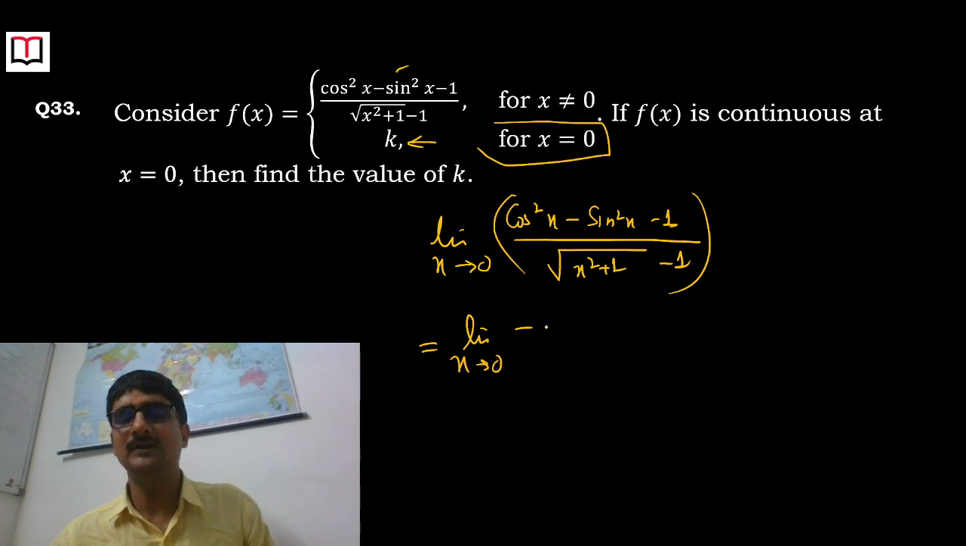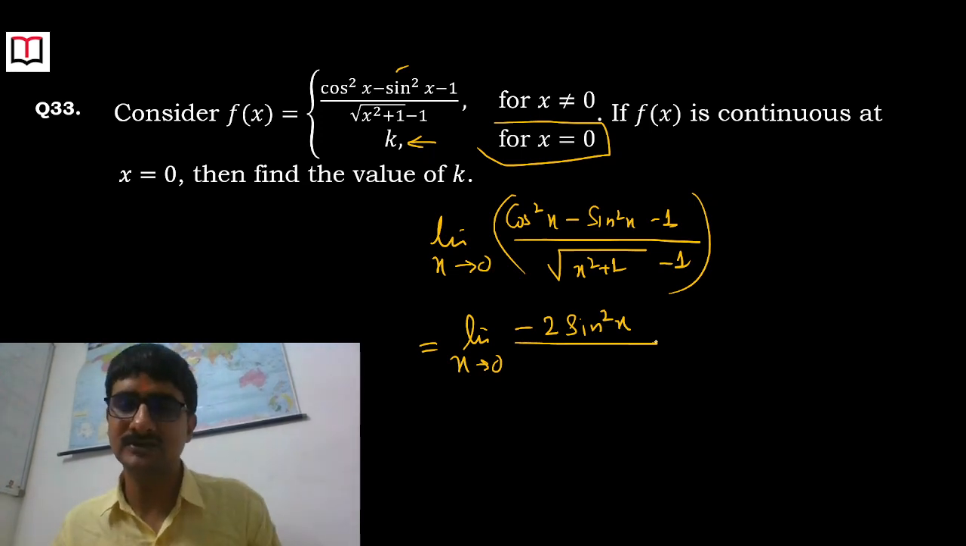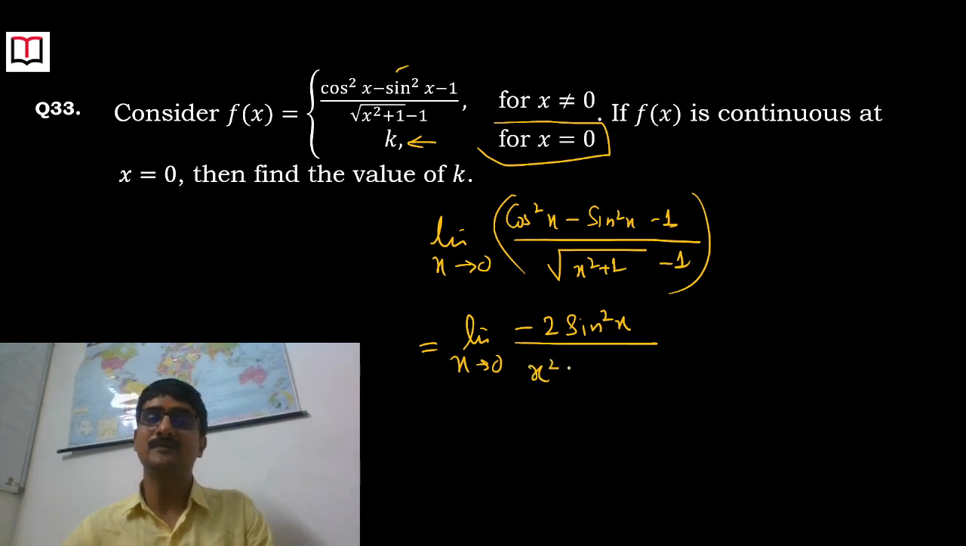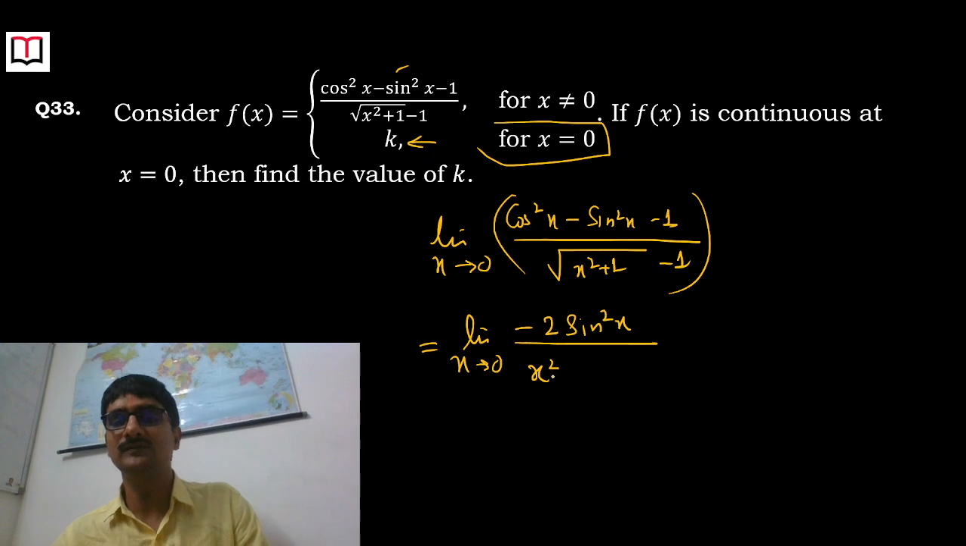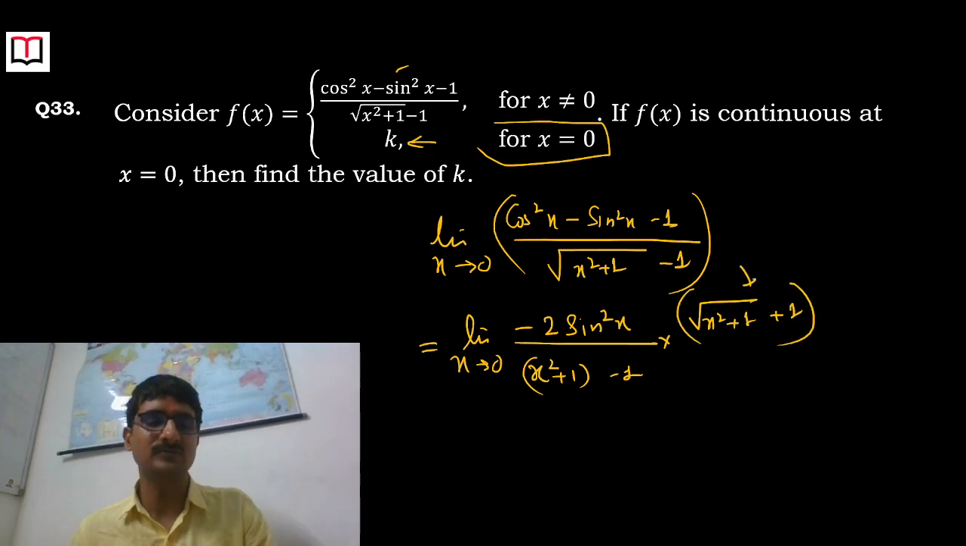See, for the numerator at least I will write minus 2 sine square x. I think all of you will agree. I just replaced cos 2x minus 1 by minus 2 sine square x. Okay. Now for the denominator, I will go for rationalization. So I will multiply and divide by its conjugate, which is under root of x square plus 1 plus 1. And then, of course, in the numerator, it will be x square plus 1 minus 1.